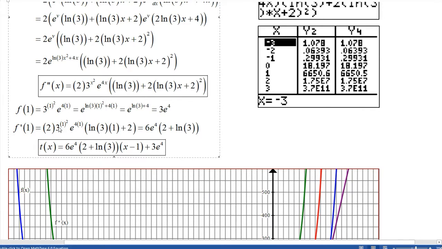So let's see, we're doing that again. 1 squared is 1. 3 times 3 to the first power is 3. Times 2 is 6. 4 times 1 is 4. E to the 4th power there. And this is natural log of 3 plus 2, or 2 plus natural log of 3, either way you write it. And there we get it. So all of that together is the slope. So that's the coefficient here. 6 e to the 4th times parentheses 2 plus natural log of 3.